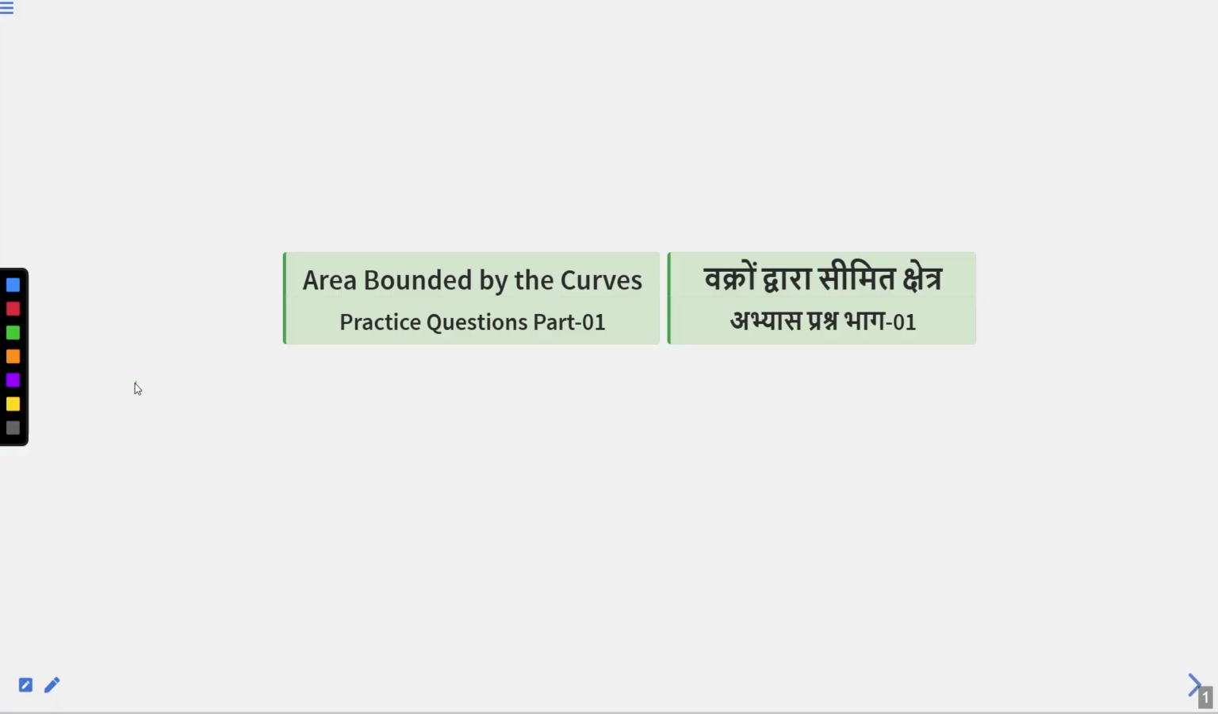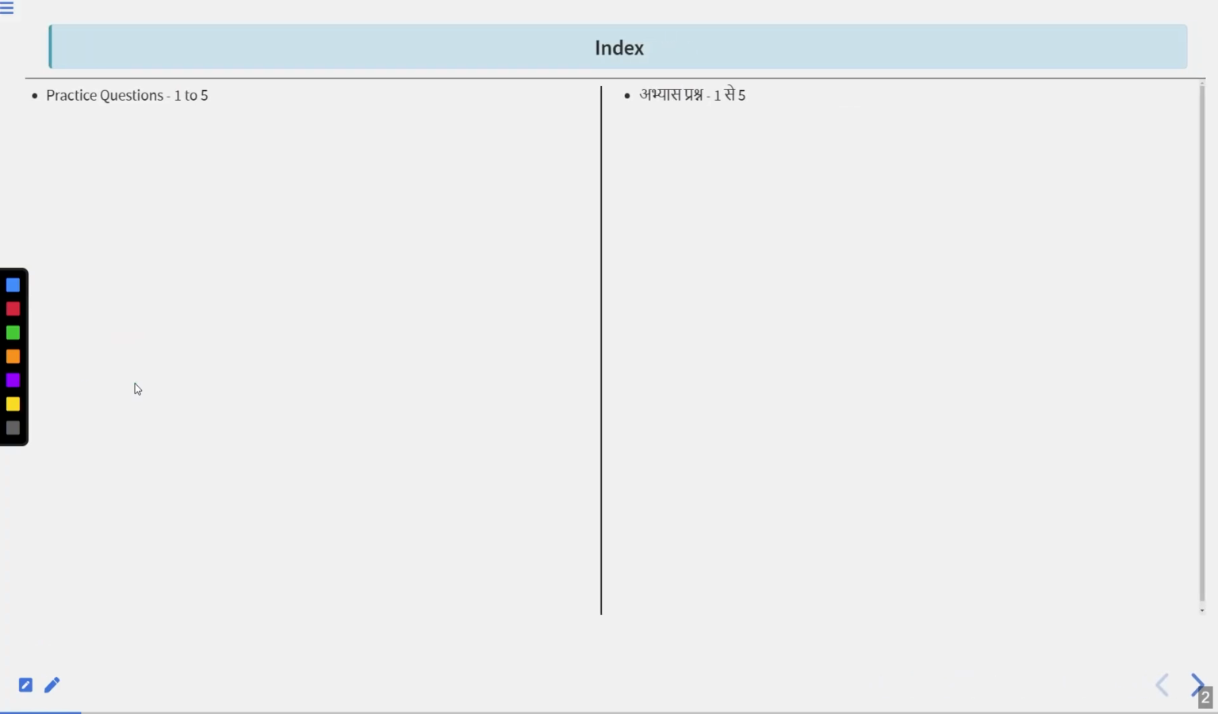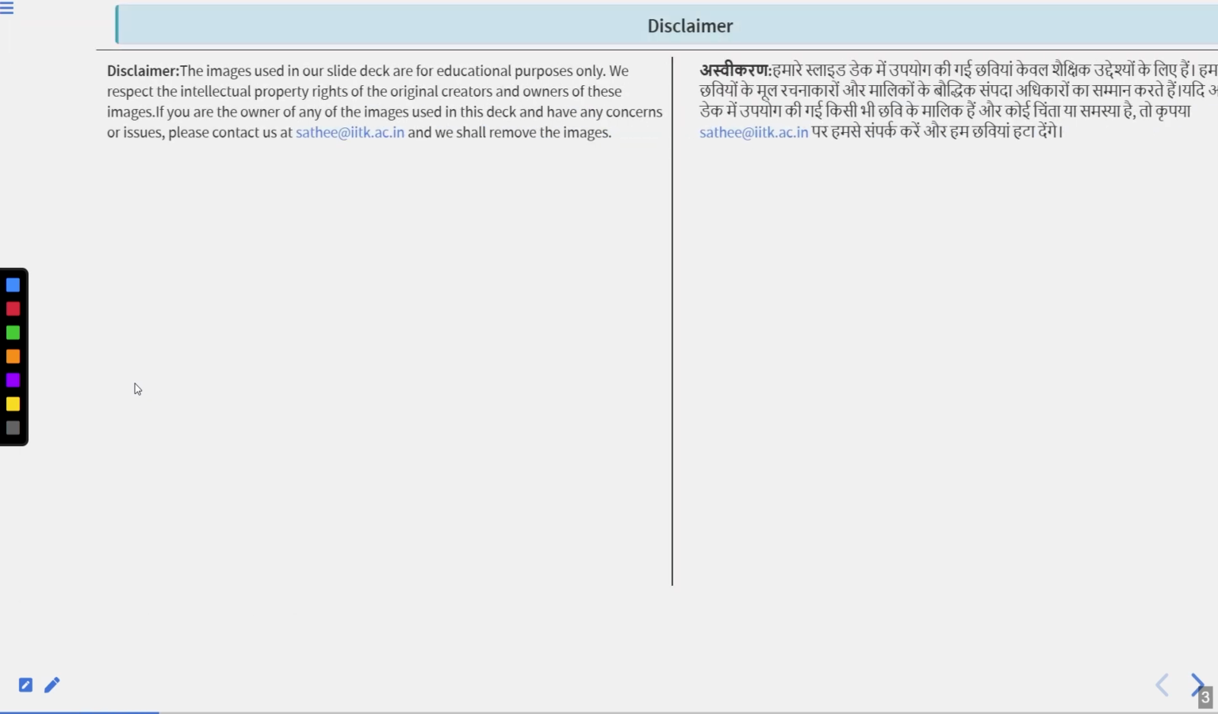In today's lecture, we will see some more practice questions based on area bounded by the curves. In the last lecture, we had covered some different types of questions. So in this lecture, we will start from practice question 1 and we will discuss till question number 5. These questions are basically new types of questions as compared to the last lectures.